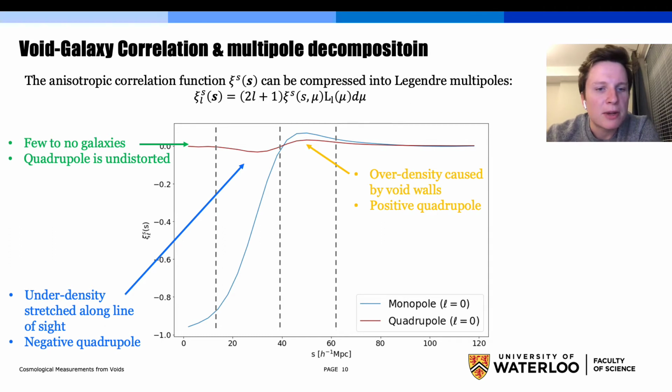The last zone is when you go much further out from a void and you're no longer in a void. In this area, you expect to find a galaxy with the same probability as in a random field, and therefore the monopole will go to 0. The quadrupole will also go to 0, as the motions of the galaxies will be random and there'll be no large-scale squashing or stretching of these galaxies.